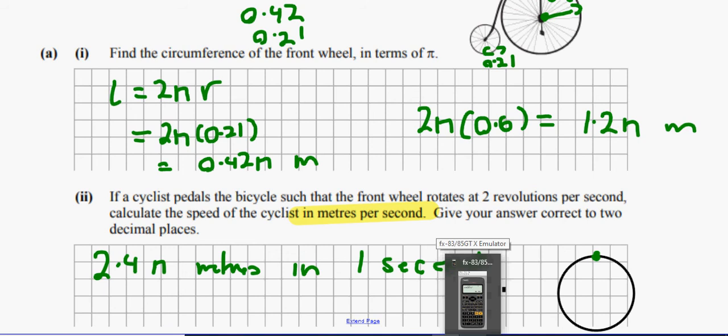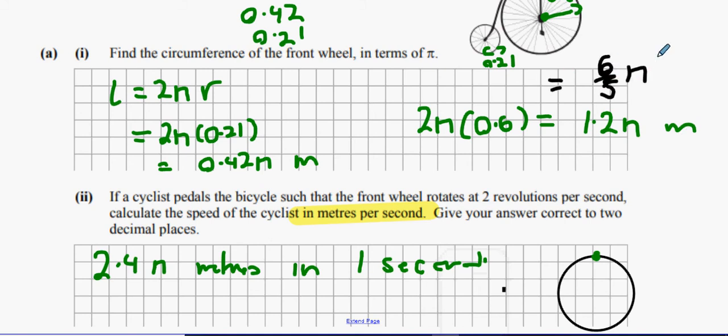Yeah. 2 pi times 0.6. Did you get a fraction answer instead? I did, yeah. 6 over 5. Yeah, that's 1.2. Just put 6 over 5 on its own into the calculator. So Sam was saying that some people get 6 over 5 pi. That's perfect as well, Sam. But if you're worried about that, just enter 6 over 5 in the calculator on its own, and it will spit out that 1.2.